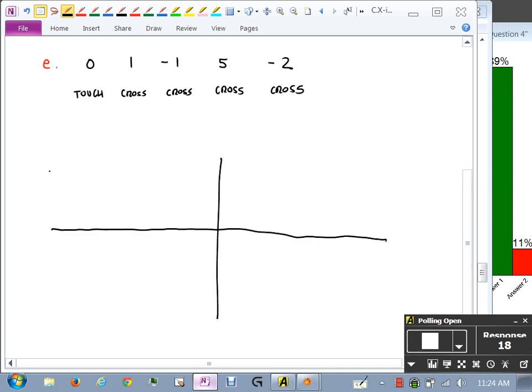So let's see. X-intercepts, I have one at 0. I have one at 1. I have one at -1. I have one at -2. I have one at 5, which is way out here. See, notice I didn't even put 2, 3, 4. I don't care to see that on your stuff either. This is fine. Just make sure they're in the right order, right? Don't put -2 over there.